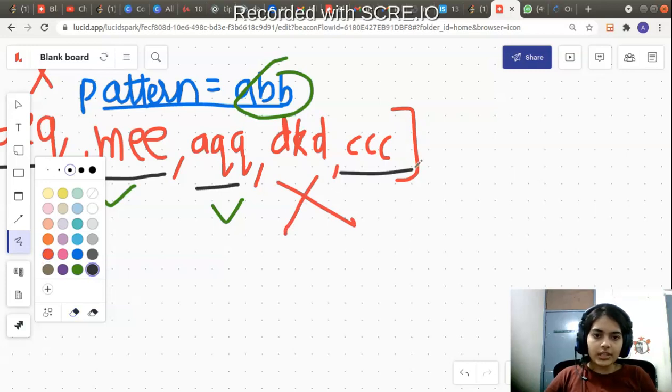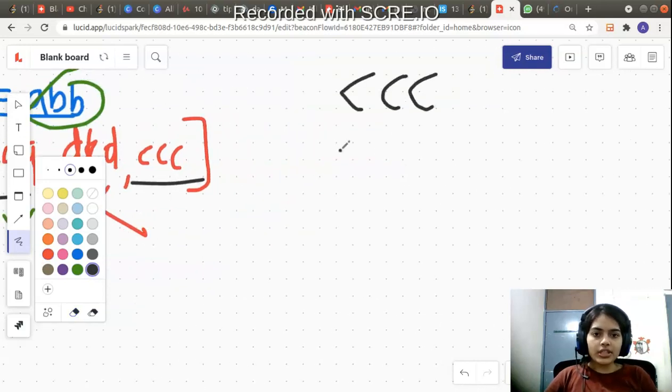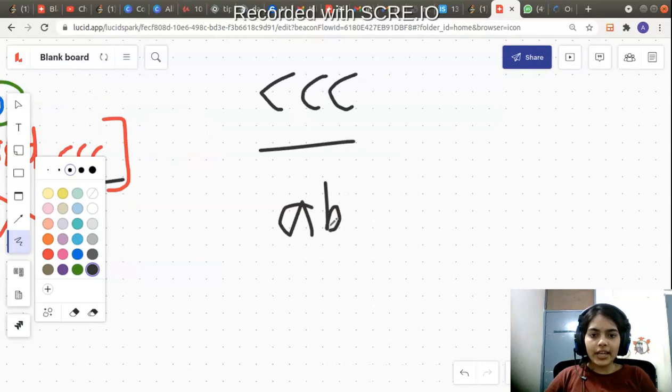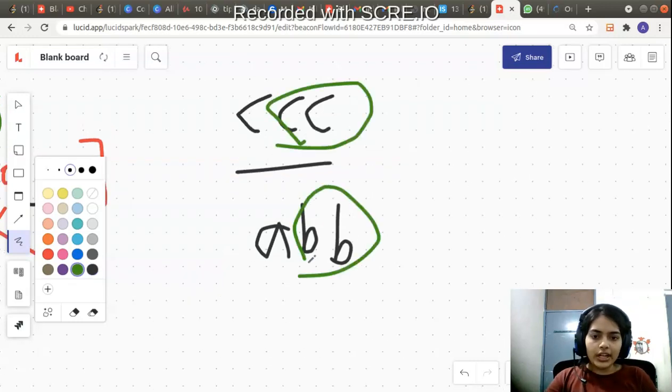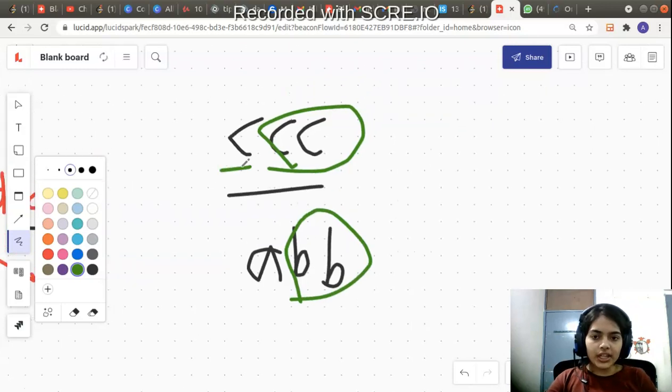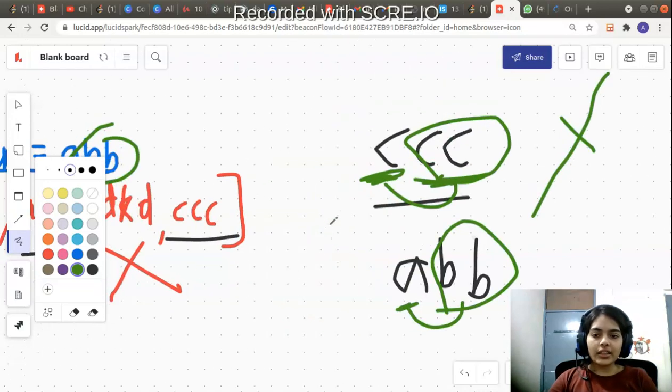Okay, let's go to the last word. Now observe this carefully. We have to see if CCC is satisfying the pattern ABB or not. This will be very helpful. So let's try to observe this carefully. Now you see the last two characters are grouped together, so condition 2 is fine, but first character is not different from the next two characters. In the pattern A is different from B, but here you see first character is the same as the next two characters, so it is also not satisfying the pattern.